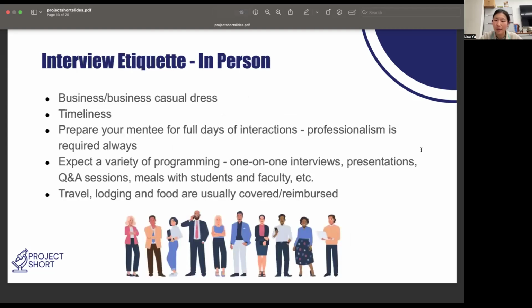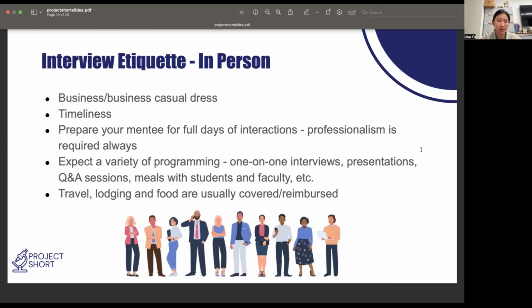And so for the next two slides, I'll be talking a bit about interview etiquette, both in person and virtually. So very generally for in-person interviews, I think they are expecting business or business casual dress. And in my opinion, it's always better to be a little too formal than too informal. And as always, being on time and being professional and respectful is of the utmost importance.